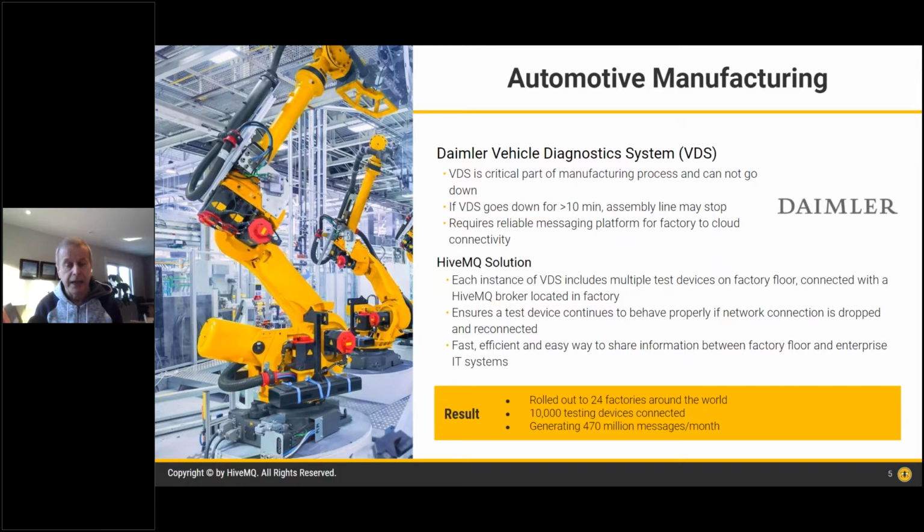All the communication with the back-end systems and the equipment on the plant floor is done with HiveMQ. As you can imagine, this is a very critical part of the process, so this system can't go down. That's going to be a consistent theme here: reliability of the system is where we come in. It's really important that the systems you put in place have the scalability and reliability that is expected, because you don't want your plants to stop working.